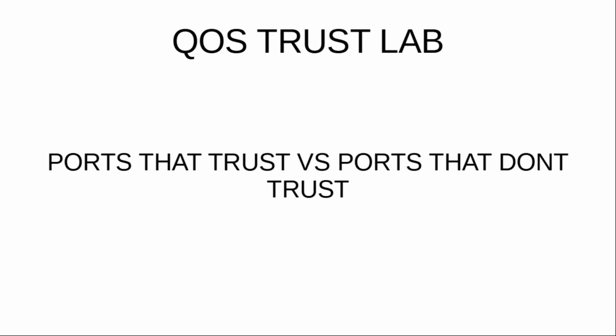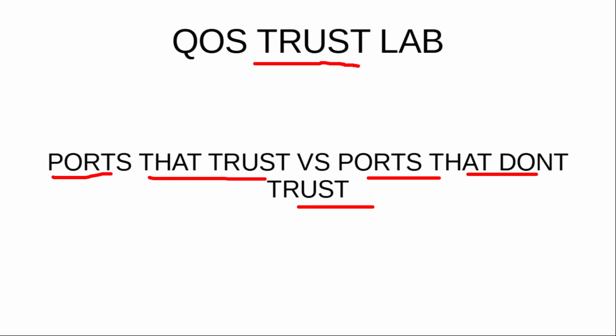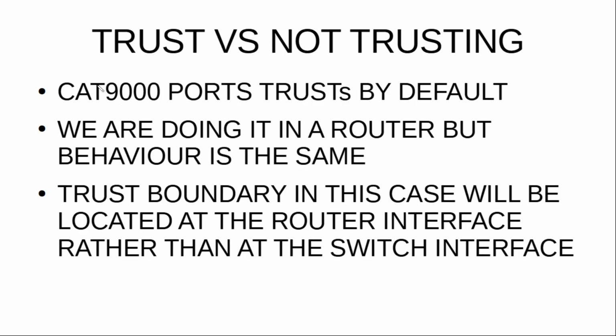Okay, this is another quality of service lab. In this case, we're going to see trust. And in this lab, we are going to compare how the ports that are trusting compare in behavior with the ports that are not trusting. Remember that by default, on Catalyst 9000, all their ports will be trusting by default.